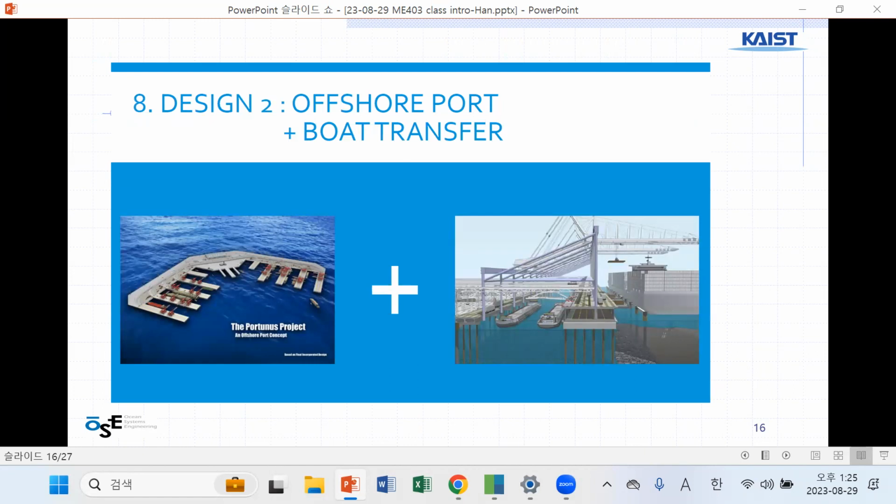This is an offshore port, similar to the mobile harbor. So you can see the container crane. This is a container crane. A big ship is here, and small ships are here because you need to offload and unload.